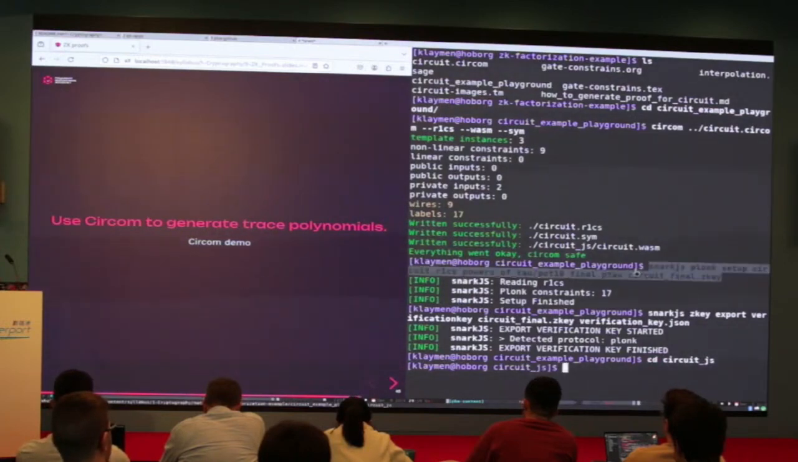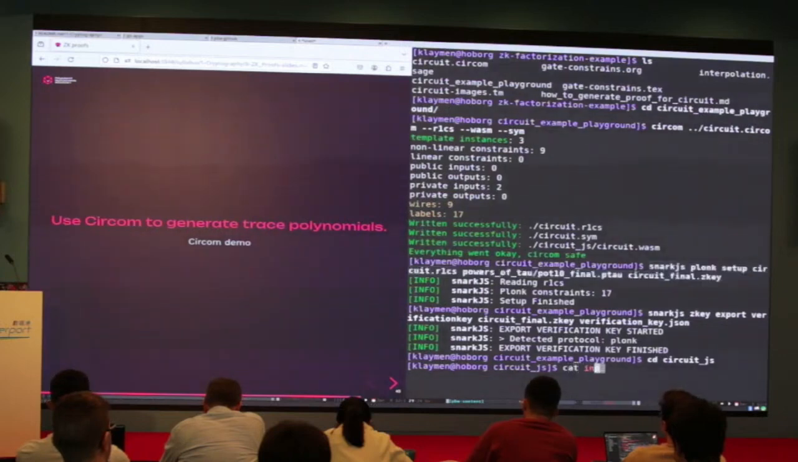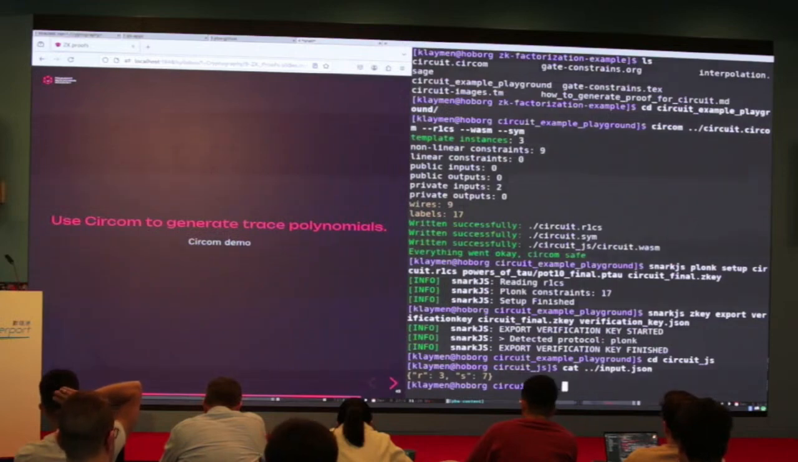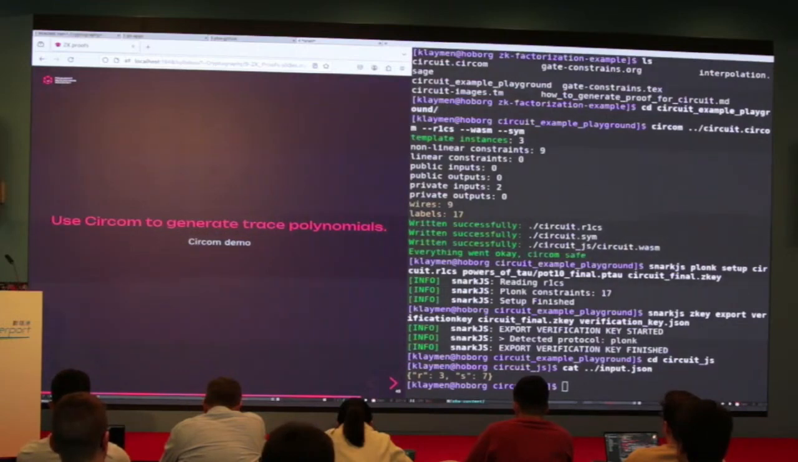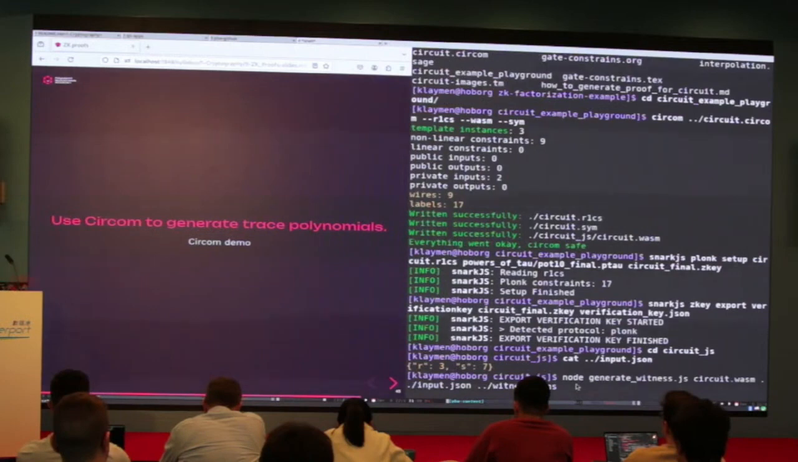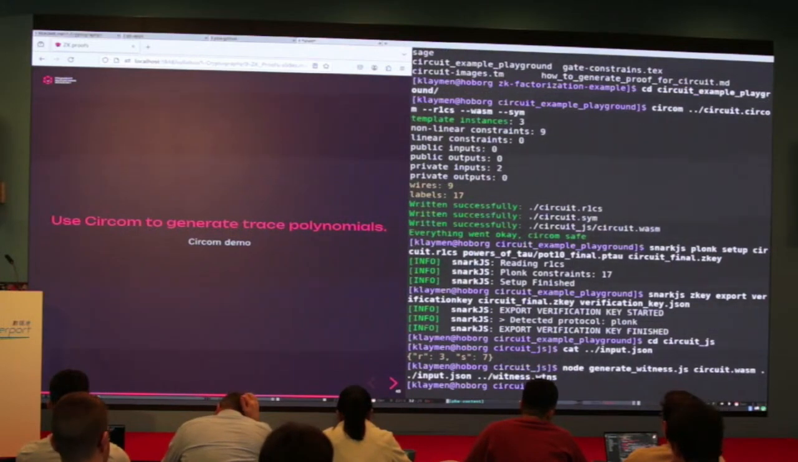So I'm just showing the input file that I gave. I say R is equal to 3 and S equals 7, and I'm going to give that to Circom to generate the list of actual final witnesses, because the inverse of it needs to be added, and all of those bits are secret input. So it'll generate them, and now I can generate the proof using the polynomial commitment with the Snark.js.